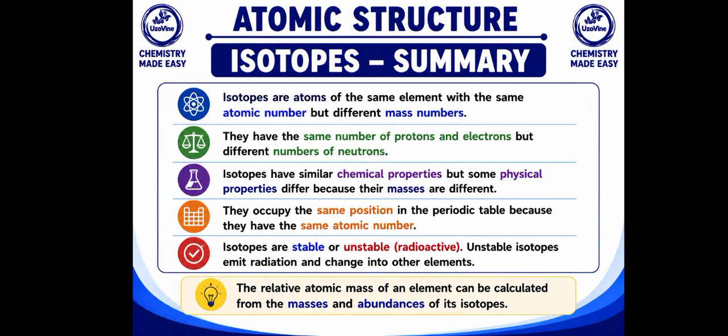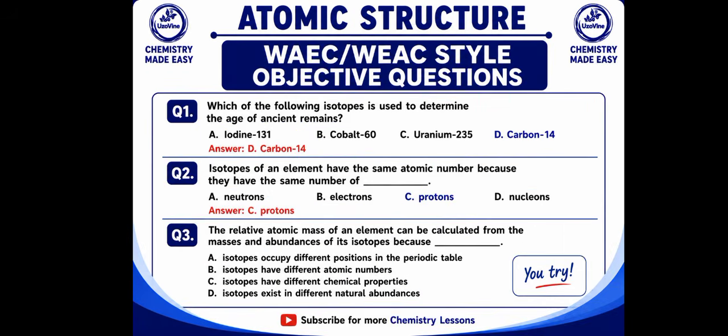So we'll be stopping here for this lesson. But now, before we go, as usual, let's visit those questions that we saw earlier. Number 1, which of the following isotopes is used to determine the age of ancient remains? A, iodine-131, B, cobalt-60, C, uranium-235, D, carbon-14. And the correct answer is carbon-14.